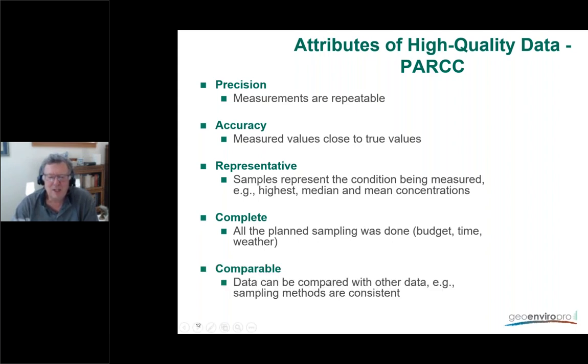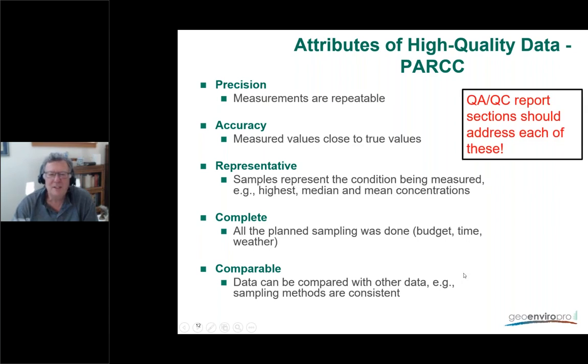And then comparable, can the data be compared with other data sets or other data collected at the same time by different persons, for example? Were the same or similar procedures used so that you can compare them or not? Or was there bias introduced?